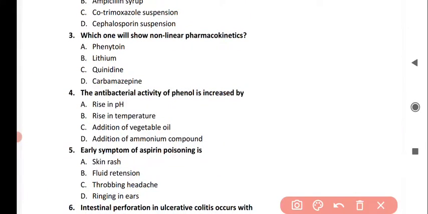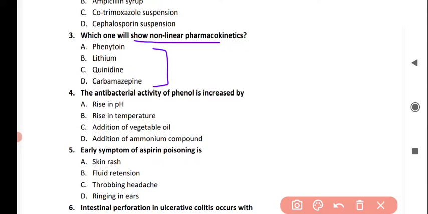So the next question is, which one will show non-linear pharmacokinetics? Among these four drugs, which one will show non-linear pharmacokinetics? First, we will understand what is linear pharmacokinetics and what is non-linear. In linear pharmacokinetics, when we increase the dose of a drug, the pharmacokinetic factors will increase or decrease proportionally. But in some drugs, it is observed that when we increase the dose or use the medication for a long time, it will cause deviation from a linear pharmacokinetic profile.